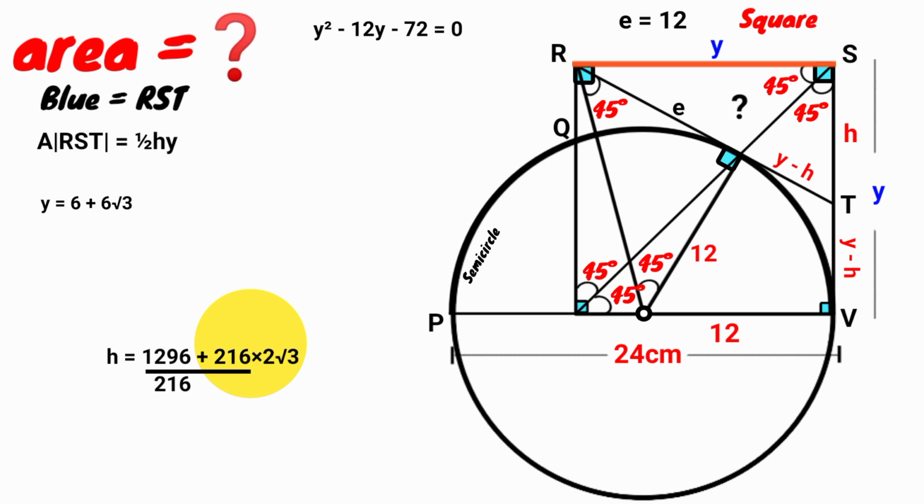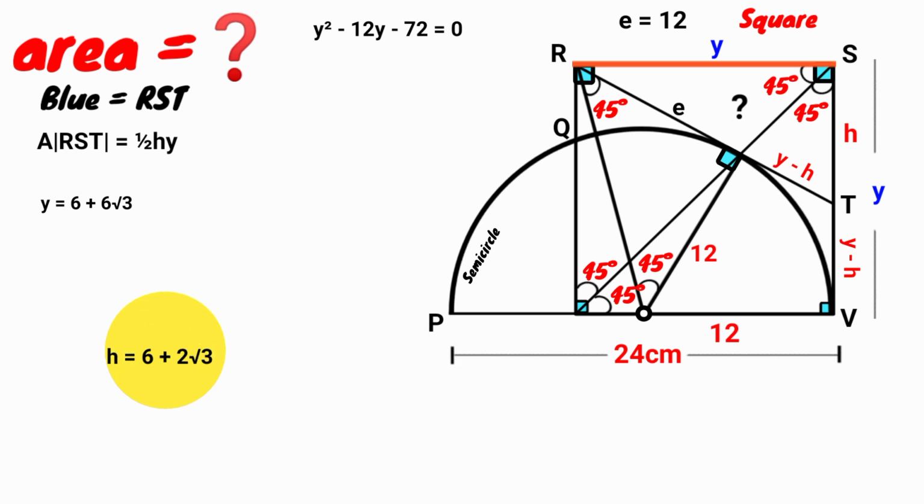432 is 216 times 2. And 1296 is 216 times 6. From here, we can factor out 216. So it is 216 into bracket 6 plus 2 root 3. This 216 cancels this 216. So h equal to 6 plus 2 root 3.